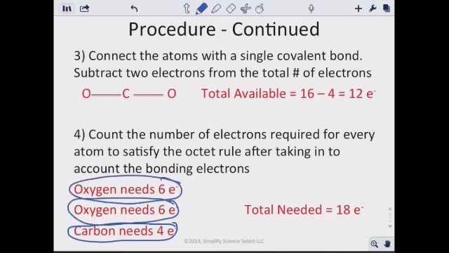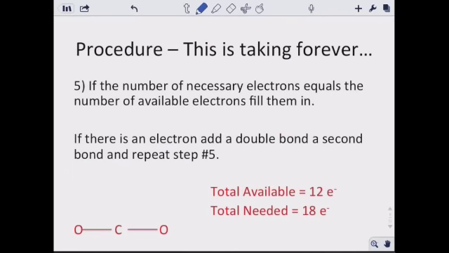Each oxygen needs 6. So 6 plus 6 is going to give us 12, and plus 4 is going to give us not 18, but 16. And so it needs 16. Well, how many do we have left? 12. Well, that's not going to work. So if the number of necessary electrons equals the number of valence electrons, we fill them in. If we had 16, we would just put all 16 of those dots around. But we don't have that.